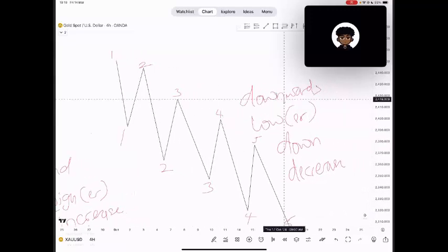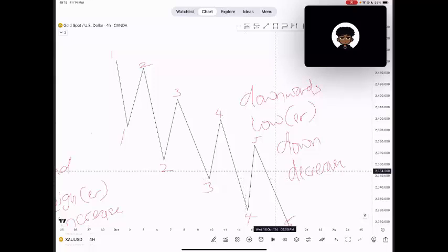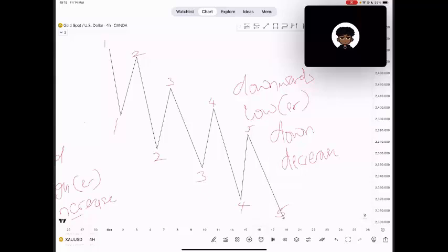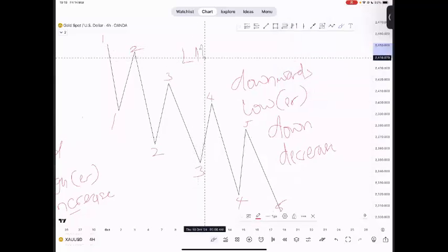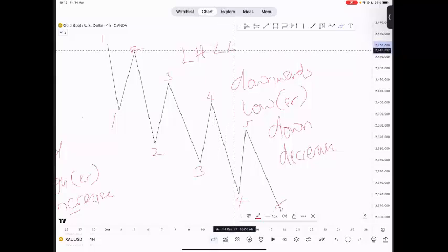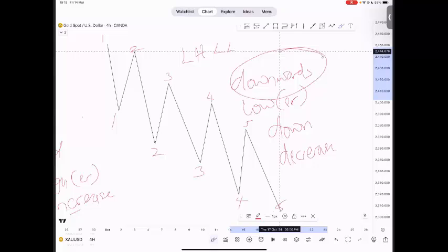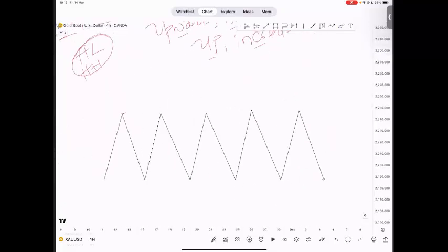when you see something going downwards, you have to relate it with words like lower, down, decrease, right? So which means in this case now, we're going to identify the highs and the lows as what? As lower highs and lower lows. Because why? Price is moving downwards, so creating what? A downtrend.